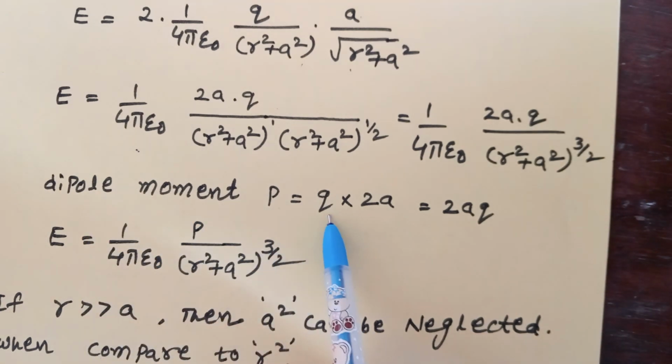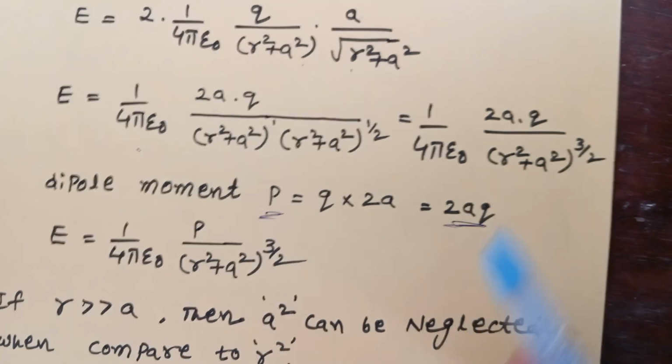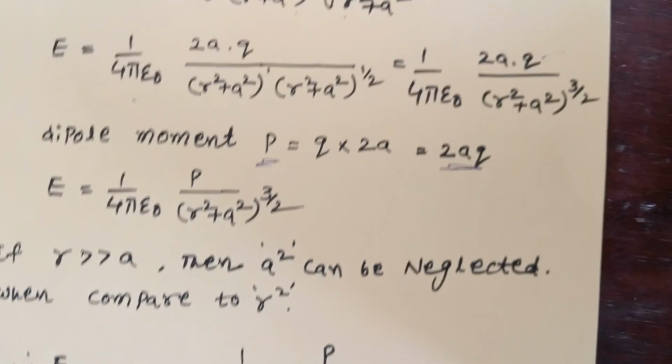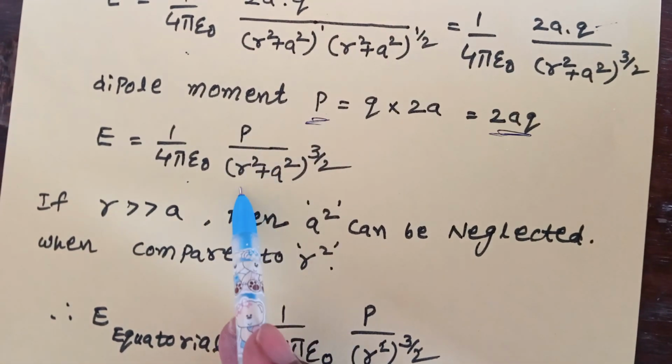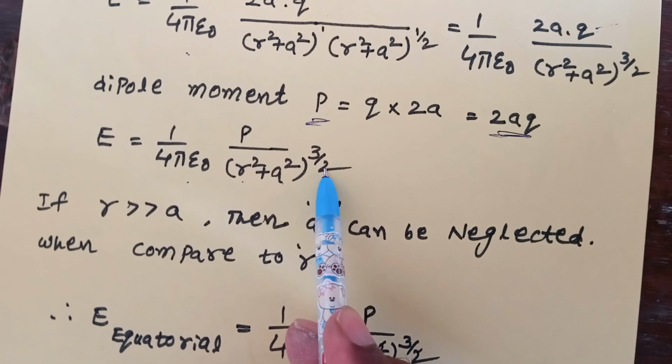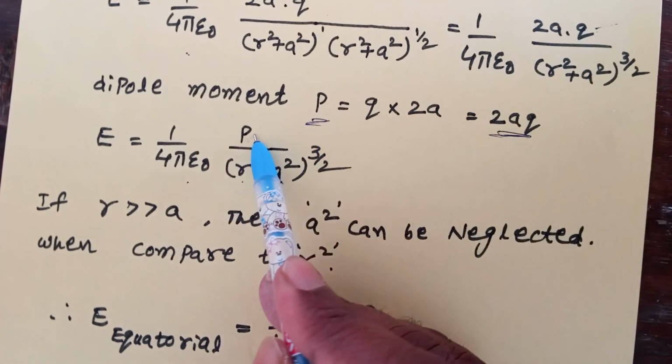Dipole moment p is equal to q into 2a, that is 2aq. So in the numerator 2aq, substitute p. E is equal to 1 by 4 pi epsilon naught p by r square plus a square whole to the power of 3 by 2.